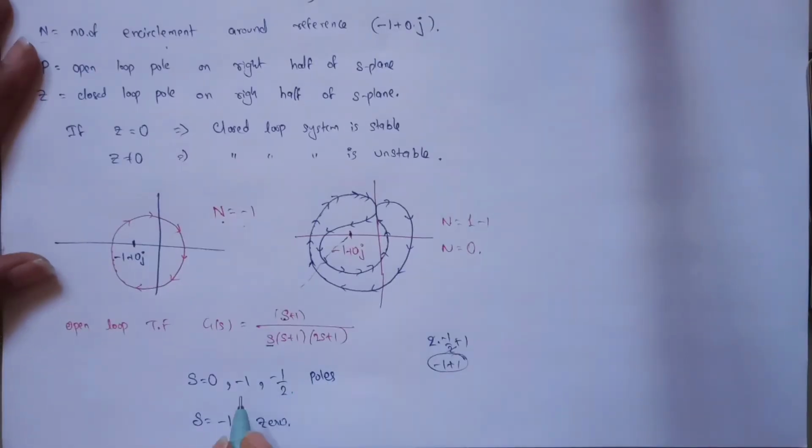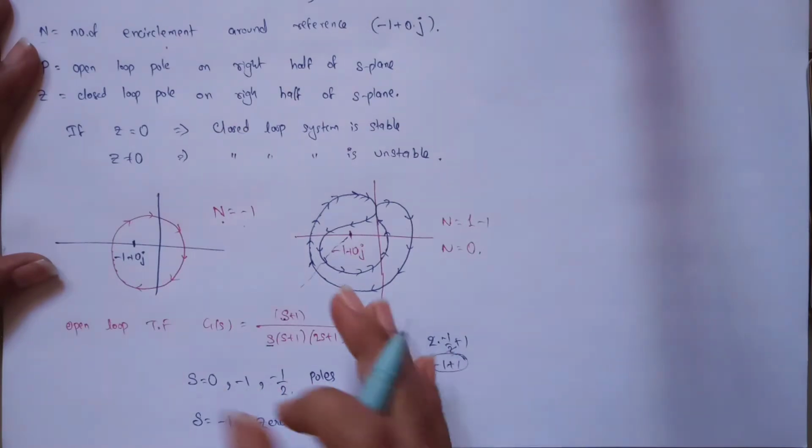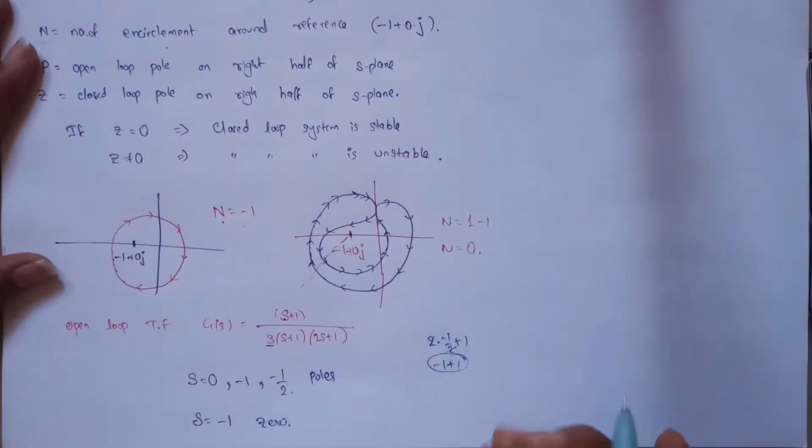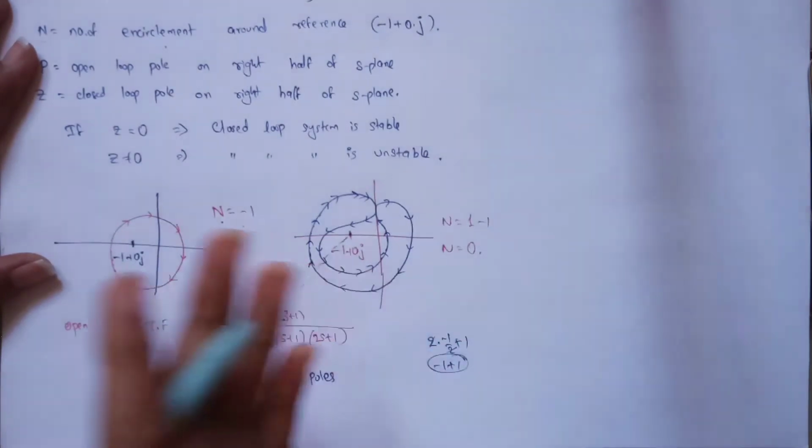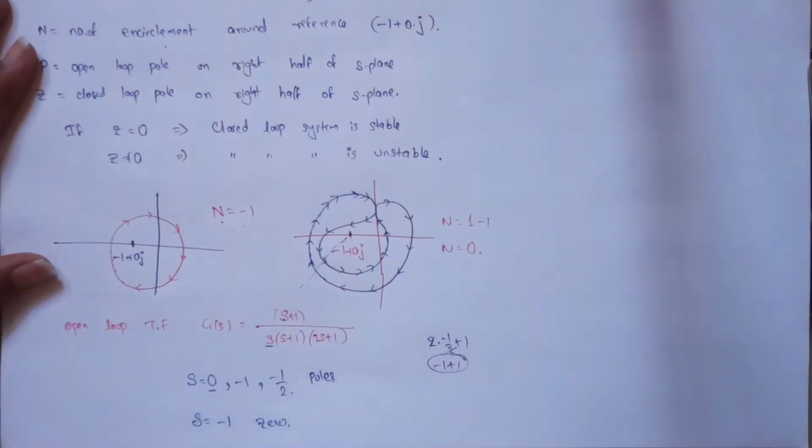But the twist here is that we have to consider only the poles which are on the right hand side of the s plane. Here we can see that this pole is on the left side, and this is also on the left side. The pole at 0 is the only one which lies between the left and right, so this can be considered.